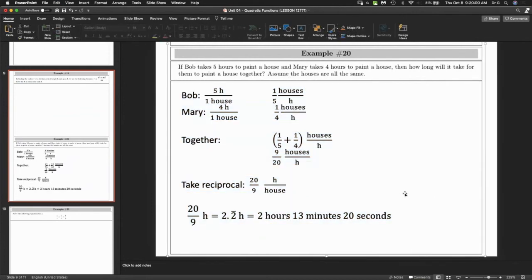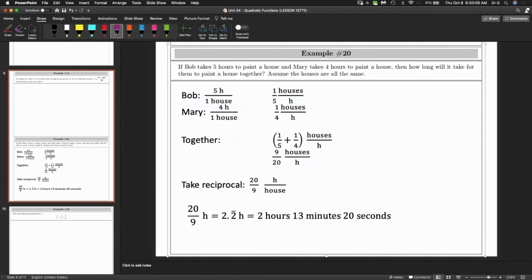Okay, so we're starting to put together a little pattern or structure. So I'm going to have some fun with you, and we're going to try to create a formula. Let's say that the time it takes Bob to paint the house is x, and Mary's is y. Instead of having numbers, let's put a formula. So Bob is x, Mary is y. This is 1/x. This is 1/y. This is 1/x plus 1/y.